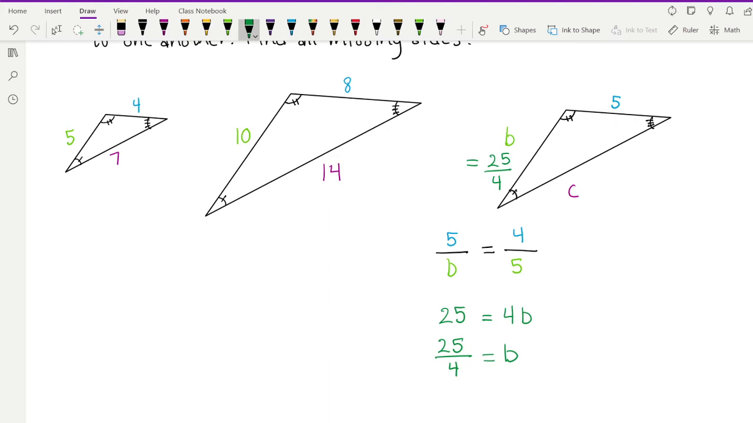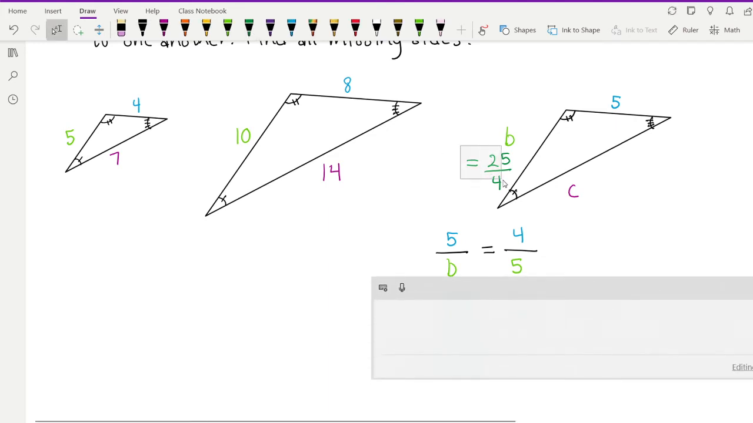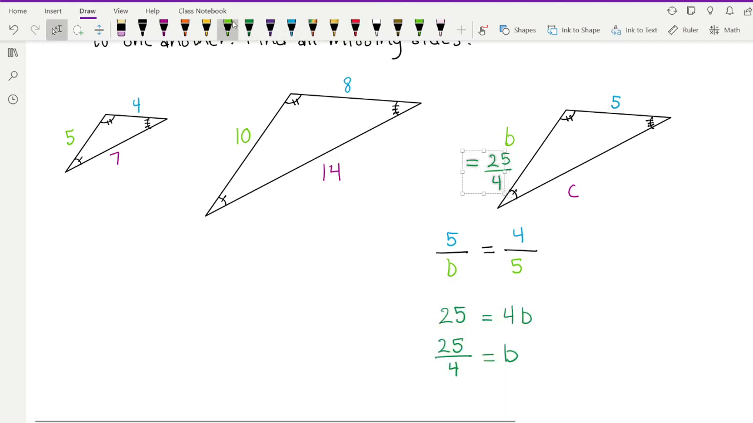Okay, so let me actually just color code that. It's bothering me. This is taking longer than I thought.